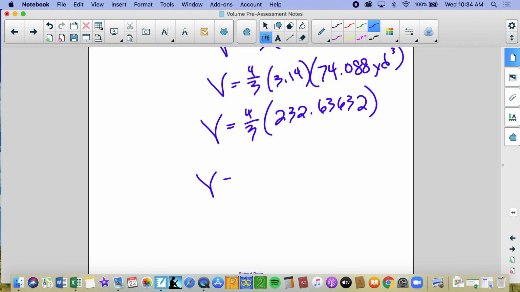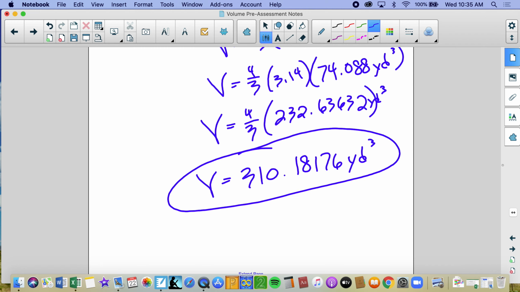And that volume, my final answer, is 310.18176. I don't know if that's repeating or anything like that, but that's as far as my calculator goes out to. Ooh, I forgot yards cubed there. Yards cubed. That is a large number. Not a big number, but it goes out to a large place value.